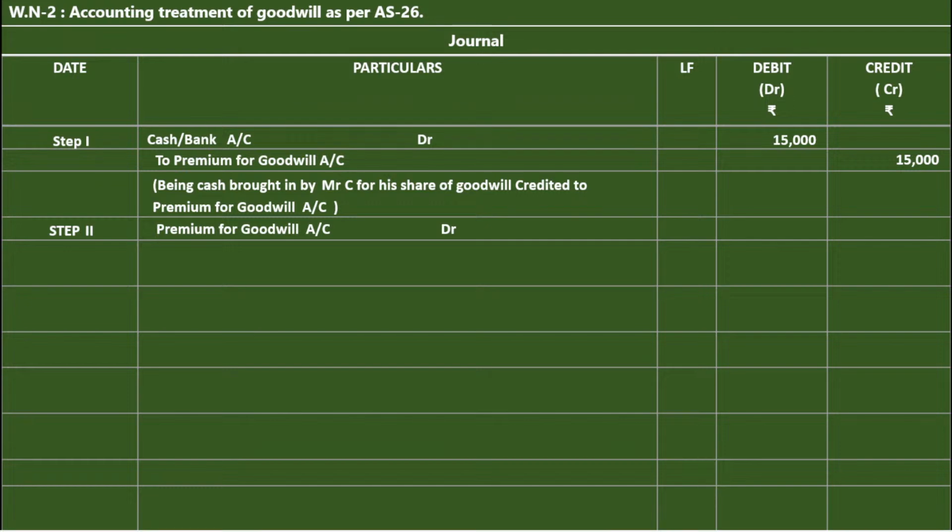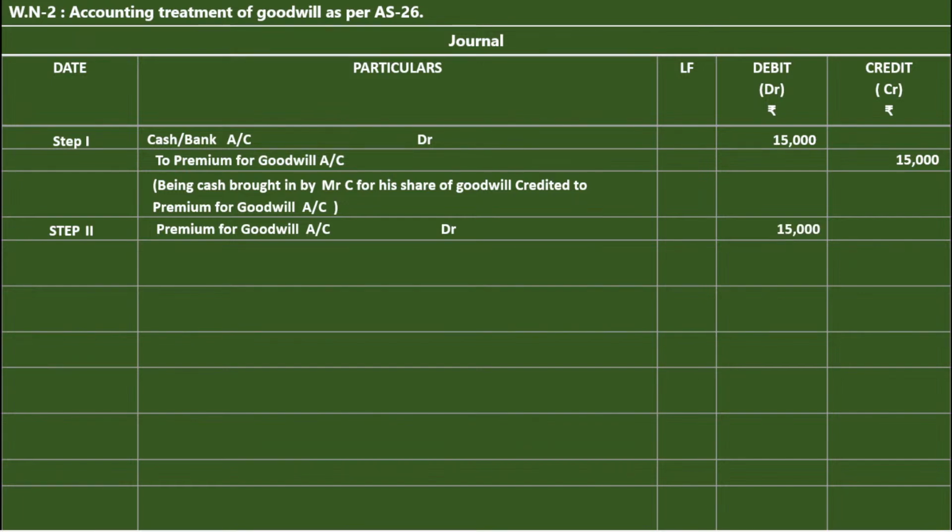Okay. Second step is to distribute this goodwill between or among the sacrificing old partners. In our question, who have sacrificed? Mr. A and Mr. B. So now in order to close the premium for goodwill account, we should check in step number 1 whether premium for goodwill is debited or credited. It is credited. See here. In order to close it, now we have to debit it. That's why premium for goodwill account debit.